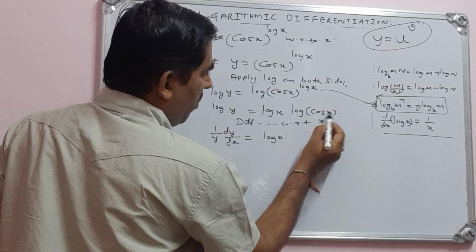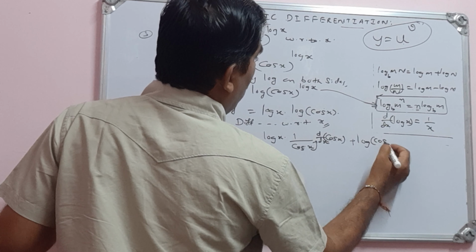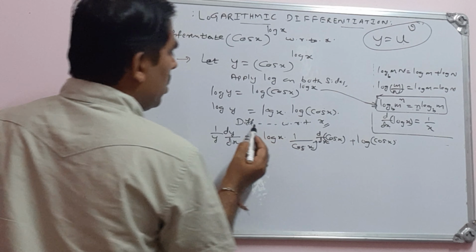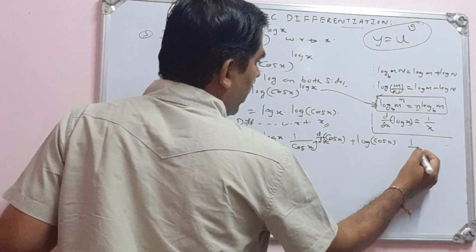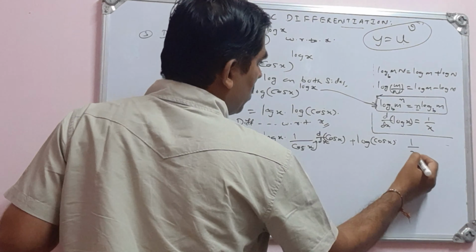Derivative of log x is 1 by x, so here 1 by cos x into the derivative of the inner quantity, cos x. I will write it in the next step. First function, log x, into the derivative of log cos x, which is 1 by cos x into the derivative of cos x, plus the second function, log cos x, into the derivative of the first function. Derivative of log x is 1 by x.